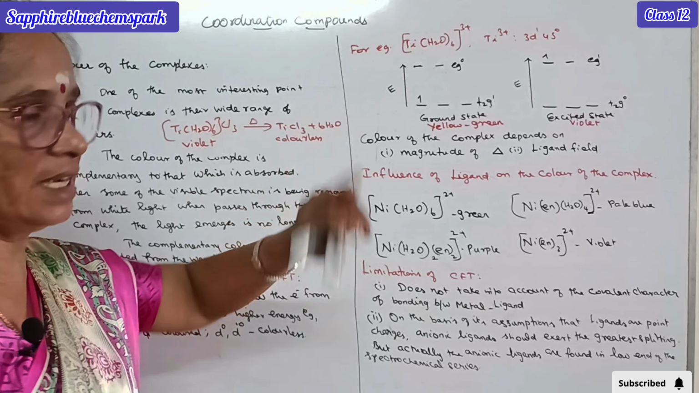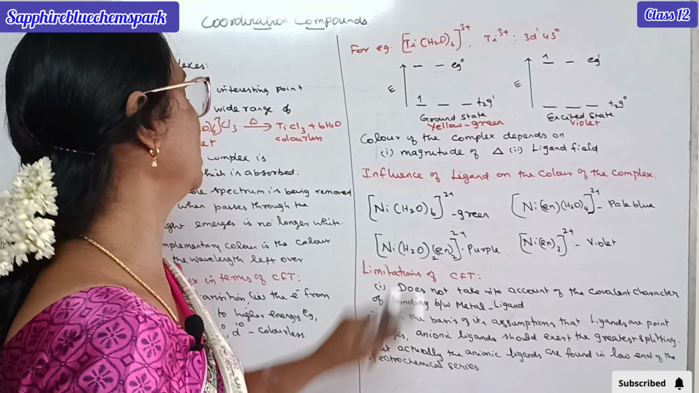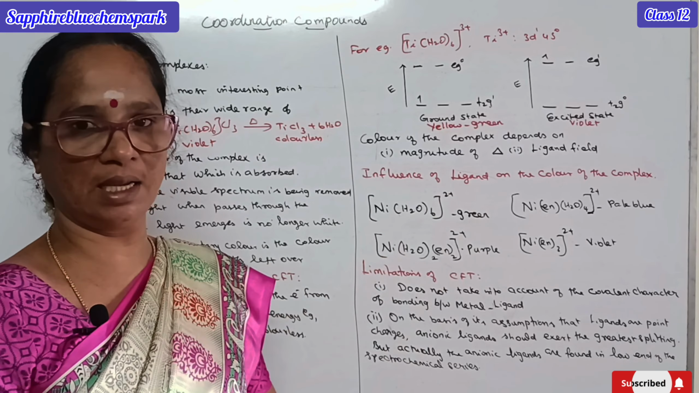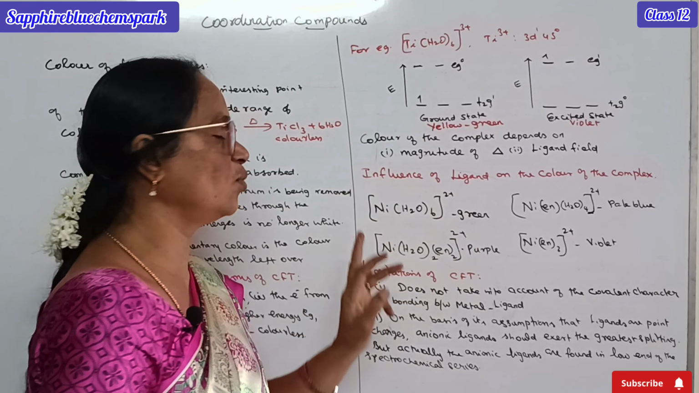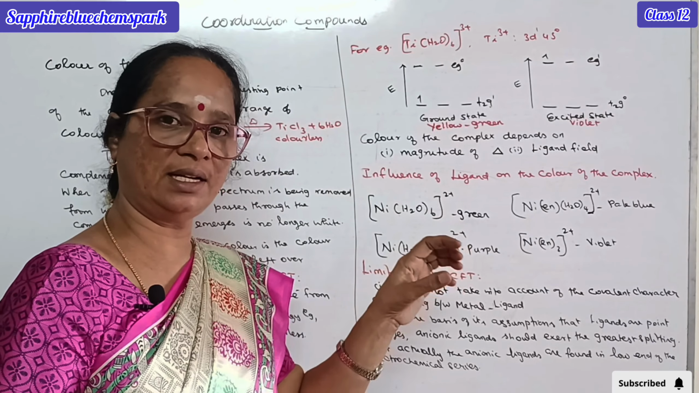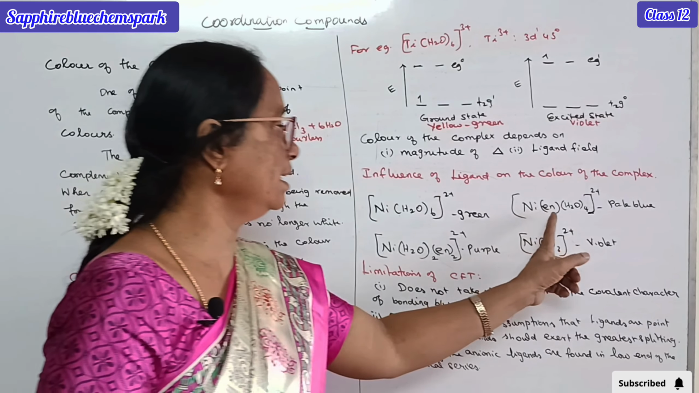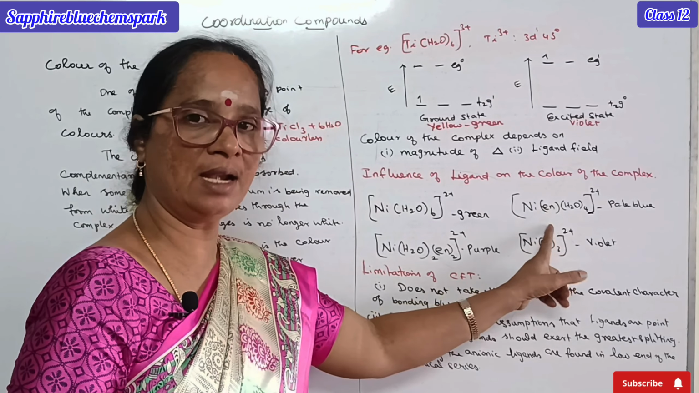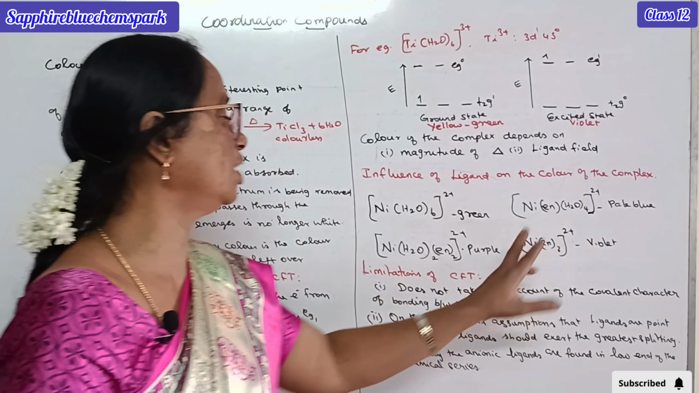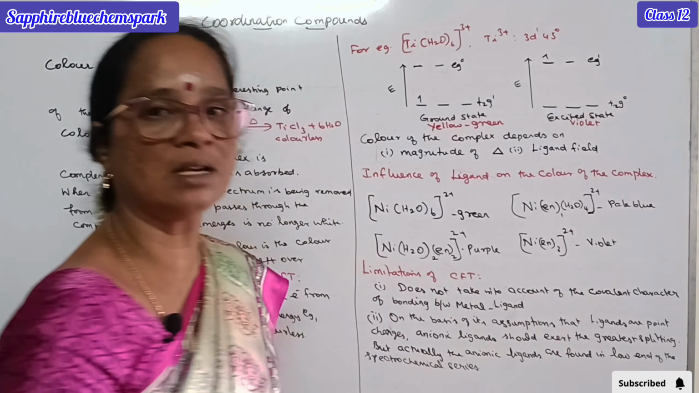Then we said when the nature of the ligand changes, the color of the complex also changes. That can be explained by taking an example of hexa-aqua nickel 2+ ion. When all 6 ligands are water, the color of the complex is green. When this aqueous solution is treated with 1 mole of ethane-1,2-diamine, a bidentate ligand, it can replace 2 of the 6 water molecules, and hence it becomes en present once and water present 4 times.